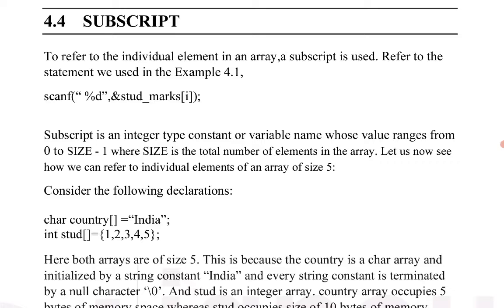A subscript is an integer type constant or variable name whose value ranges from 0 to size minus 1, where size is the total number of elements in the array. Let us now see how we can refer to individual elements of an array of size 5. So consider the following declaration.